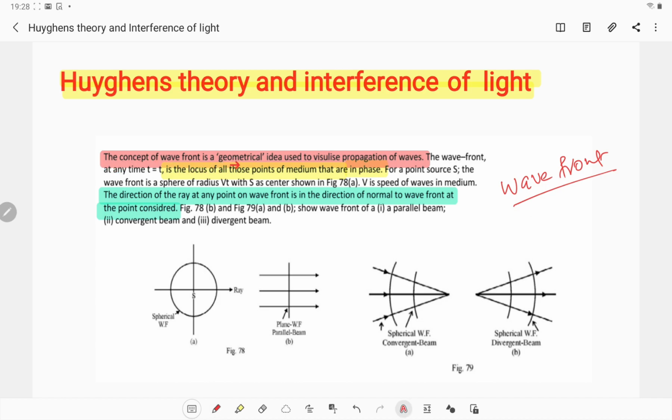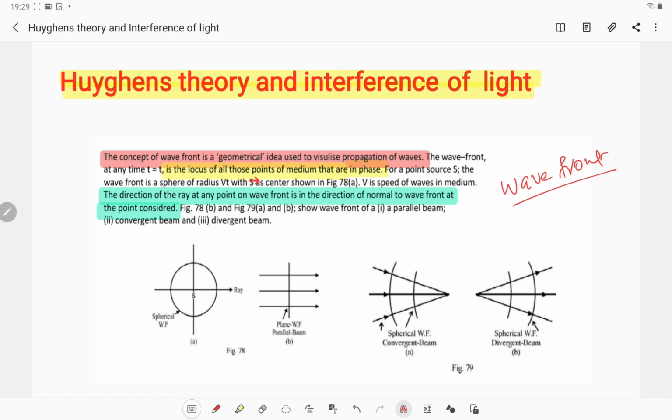The concept of wavefront is a geometrical idea used to visualize the propagation of waves. Means, by knowing the wavefront, we know how the wave is propagating. For example, at time t equal to 0, if one wave is given, after time t we can locate the wave and also imagine the shape of the wave using this wavefront. But what actually does the wavefront mean?